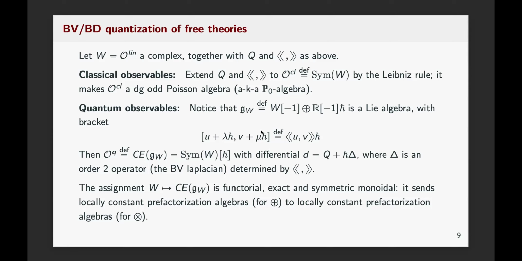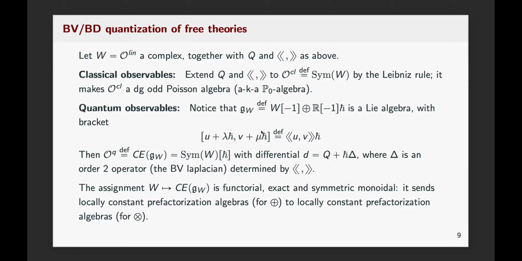Now, to construct the quantum observables, we shift our complex, so instead of having it in degree -1 and 0, we put it in degree 0 and 1, and we add a central parameter h bar that sits in degree 1. These things can be equipped with a Lie algebra. Essentially, the bracket between u and v is going to be a multiple of the central parameter h, and this multiple is given by the odd bracket, or the odd pairing, and the parameter h is central.